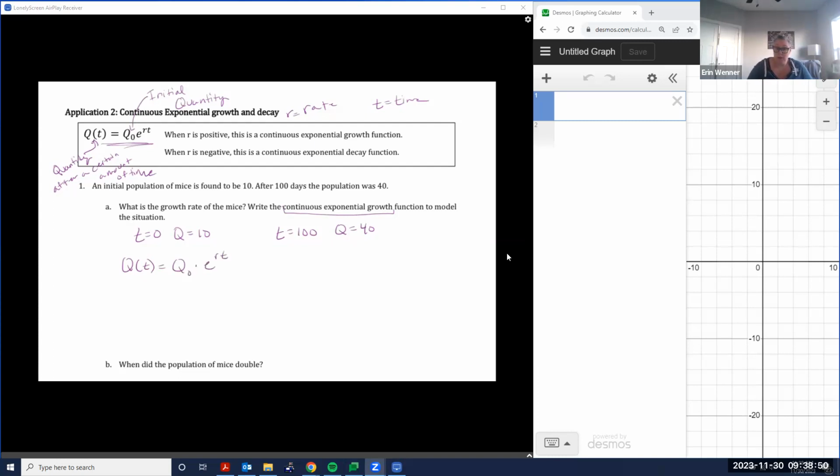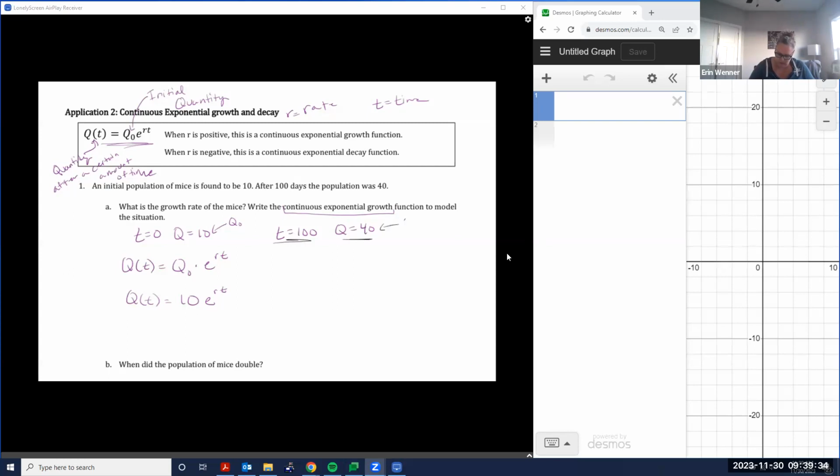So let's plug in what we know. What we know is that at time 0, we have 10, okay? So that means this is my Q sub 0 amount. So I can say after a certain amount of time, I've got 10 times e to the RT. So we still have 3 variables basically here, and we're trying to solve for R. So we need to use the other set of information that they provided us, which is that after 100 days, our quantity was 40. So now that we have an initial amount, we can go and use these pieces. So this Q is 40.